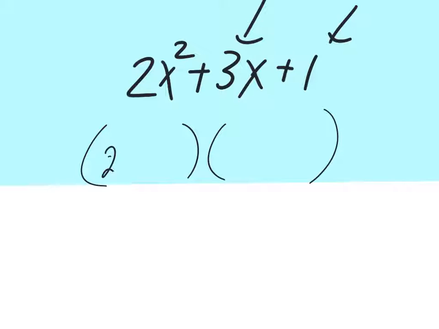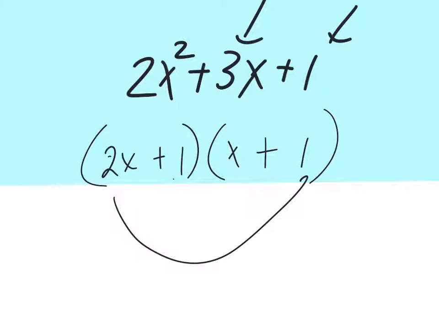So this one was 2x and x. And what multiplies to 1? Well, that's pretty simple. 1 and 1. And how do you know if it's right? Because 1 and 1 add up to 3? No. Because the outside and the inside together make the 3.